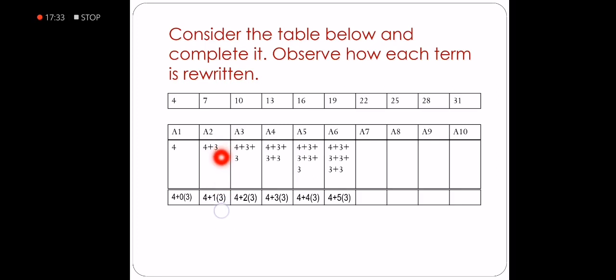This time, how many 3s are there? We have 4 plus one 3. So, we have 4 plus 1 times 3 is 3, and that is 7. This time, for a sub 3, we retain the 4 plus our 3s. How many 3s do we have? Using the common factor, we have 2, 3. So, 4 plus 2 times 3, followed by 4 plus 3 times 3, followed by 4 plus 4 times 3, followed by 4 plus 5 times 3, and so on and so forth. You just have to continue the process in finding the next term.